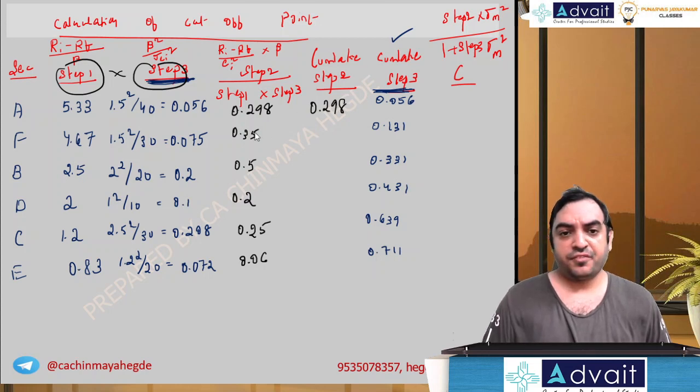Cumulative. So 0.298 is the first number. Add this 0.35, because I'm doing cumulative step 2. So 0.298 plus 0.35 is 0.648. Plus 0.5, 1.148. Plus 0.2, 1.348. Plus 0.25, that is 1.598. Plus 0.06, 1.658.